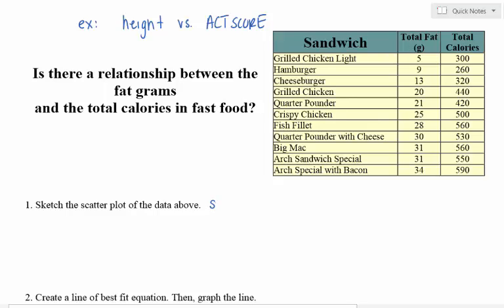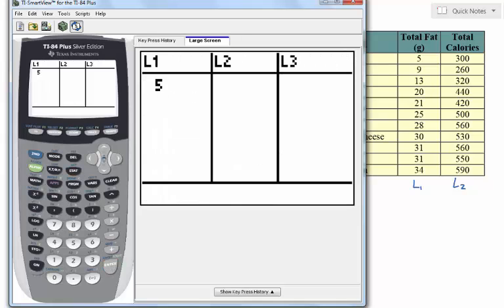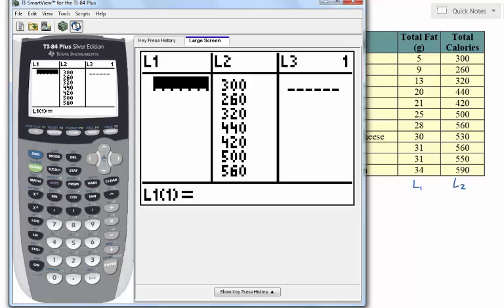So I need to go to Stat, Edit, and I need to enter my data. We're going to enter it in L1 and L2. If yours have any information in there that you didn't put, you can use the up arrow all the way up to where the L1 is highlighted, press clear, and press enter, and it'll go away.